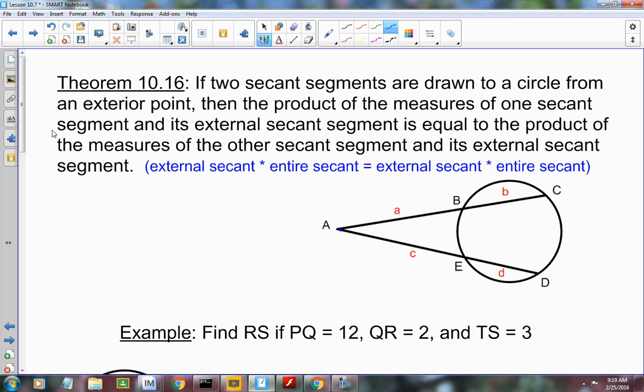Okay, very wordy, right? Basically what it boils down to is you take the external part times the entire thing, the external part times the entire thing, and those two things are equal to each other, okay? So your external part is A times the whole thing, which you have to add those two parts together. A plus B is equal to the outside part C times the whole thing, which you have to add those two parts together. So outside part times the whole thing, outside part times the whole thing, okay?